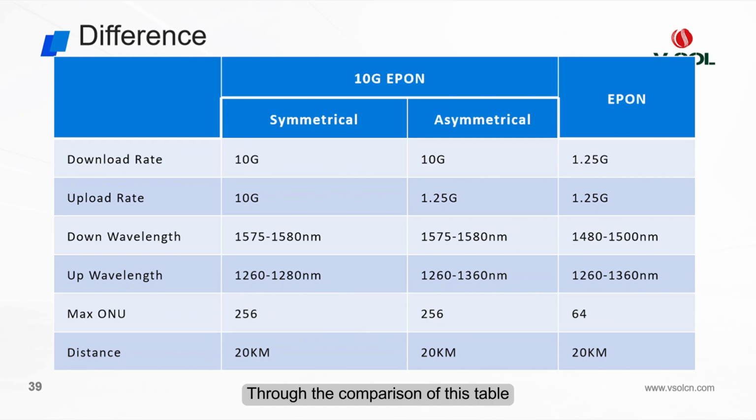Through the comparison of this table, we can see that compared to EPON, the bandwidth of 10 gigabit EPON has been well expanded. The upstream wavelength range of asymmetric 10 gigabit EPON is consistent with EPON, and the upload rate is also the same, only 1.25 gigabit. The maximum split ratio of both types of 10 gigabit EPON reached 1:256.